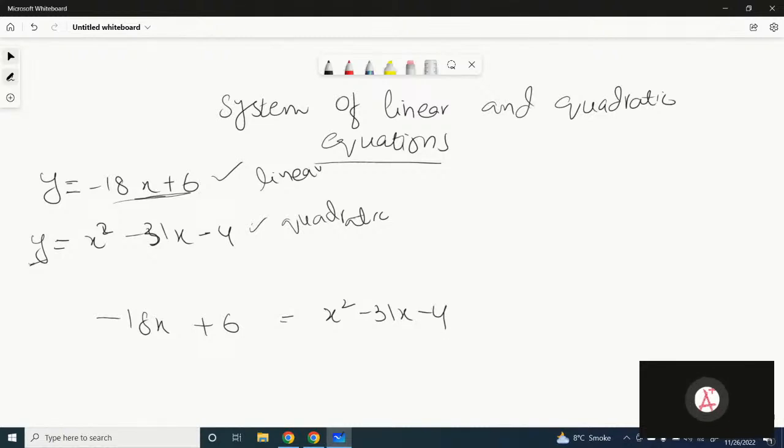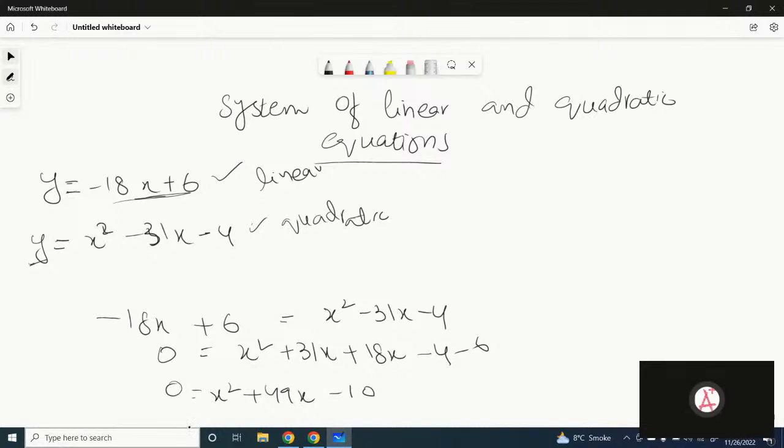So collect the like terms, move the like terms to the other side. It would be 0 here. When you move negative 18x to the other side, it would be positive 18x. When you move the positive 6 to the other side, it would be negative 6. So the equation is x square plus 49x minus 10. Now you have a quadratic equation. You can solve this equation using any method, either completing square or the quadratic formula. So let me solve the equation using completing square. It would be x square plus 49x equals 10.